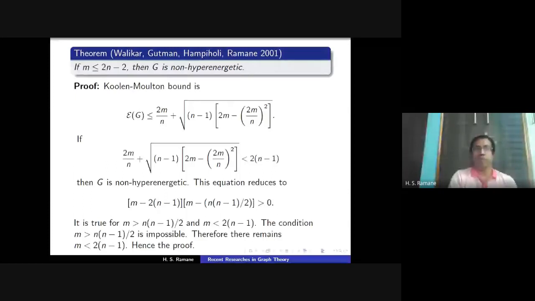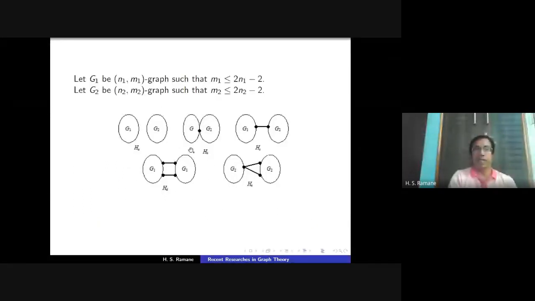Now consider this type of graphs. G1 is a graph with n1 points and m1 lines with the condition m1 less than 2n minus 2, and G2 is another graph. If we take the union graph, then it is non-hyperenergetic. If we take one point coincident, then it is also non-hyperenergetic. If we join G1 and G2 with a line, then also it is non-hyperenergetic. If we join G1 and G2 with two lines, then also it is non-hyperenergetic. If we join G1 with G2 like this, then this is also not hyperenergetic.